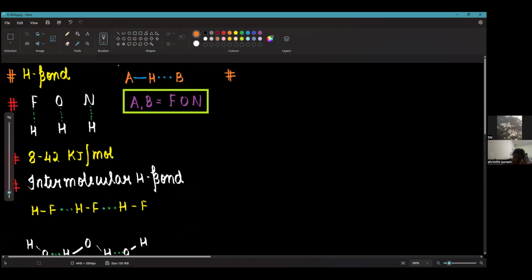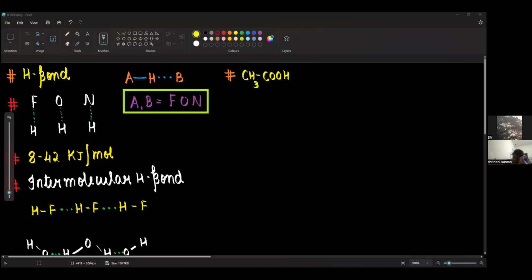Do you know the structure of acetic acid, madam? Acetic acid is CH3COOH. Do you know the IUPAC name of this acid? Can you tell? The IUPAC name of this acid is ethanoic acid. It's a carboxylic acid.